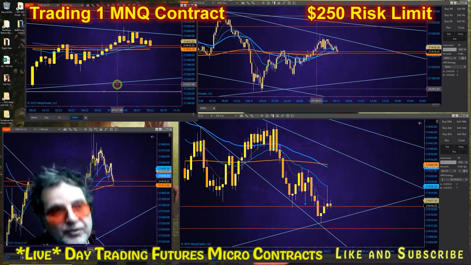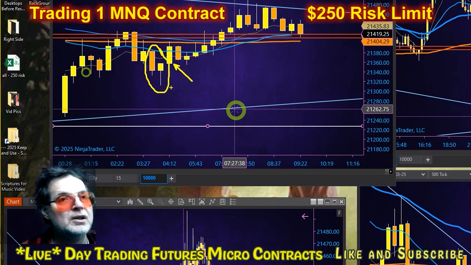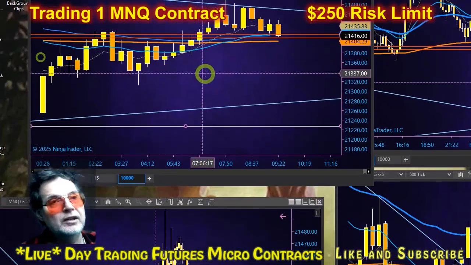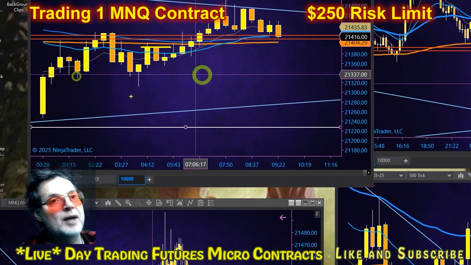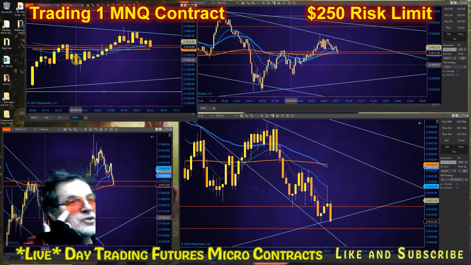Here's a 3-bar reversal on the 10,000 tick chart. You can see that candle that closed above the previous 2, and one of those previous 2 was the lowest. And you can see clearly, even if you got in at the top, put your stop here, you've got plenty of room to get profit on that. So it's a pretty good strategy.